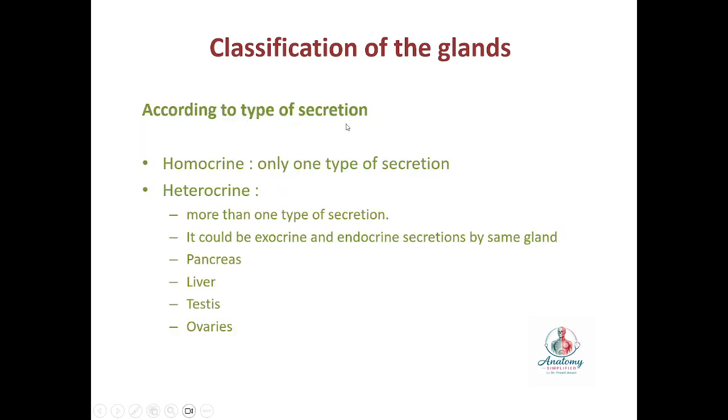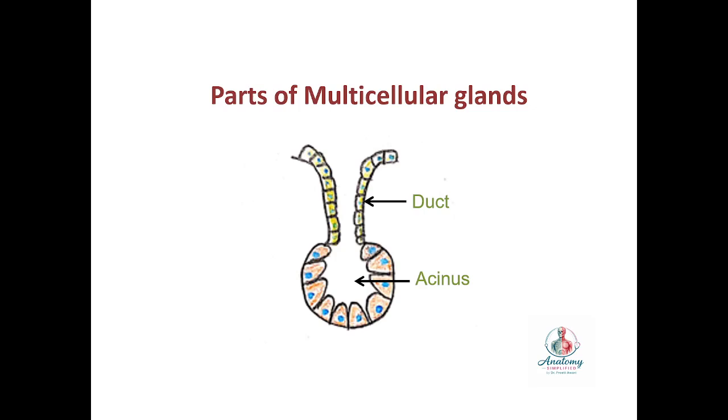According to type of secretion, we can divide glands into homocrine and heterocrine. When the cell is giving out only one type of secretion, like only a mucus secreting gland or only a serous secreting salivary gland, we call it homocrine. If the gland is giving out more than one type of secretion, we call it heterocrine. Some glands also give out both exocrine and endocrine secretion, as in pancreas, liver, testes, and ovaries. They are all heterocrine type of glands.